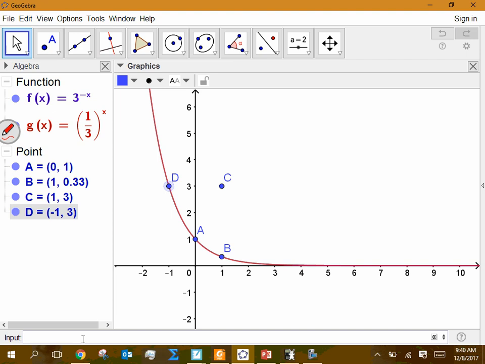Okay. So I still have the point (0, 1). I still have the point (1, a), and I still have the point (-1, 1 over a). Does that make sense to everybody? Whether the graph is increasing or decreasing. Does the domain change there? Still all real numbers, right? Is the range still 0 to infinity?